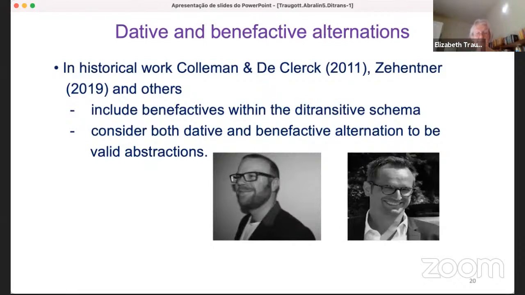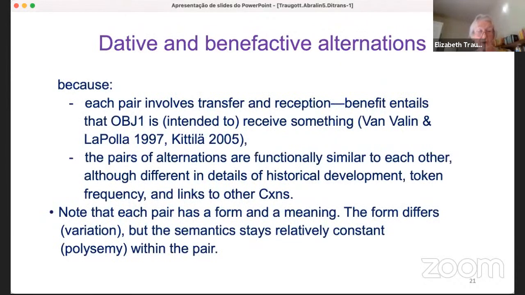Now, what about the benefactive? In historical work, Coleman on the left there and de Klerk on the right, and Sehentner and others have included benefactives within the ditransitive schema. And they consider both the dative and the benefactive alternation to be valid abstractions. There are, of course, differences between the dative and the benefactive, but they're similar with respect to alternation. They're similar because each pair involves transfer and reception. Benefit entails that object one is intended to receive something. And the pair of alternations are functionally similar to each other, although different in details of historical development, which I will get to, and token frequency and links to other constructions.